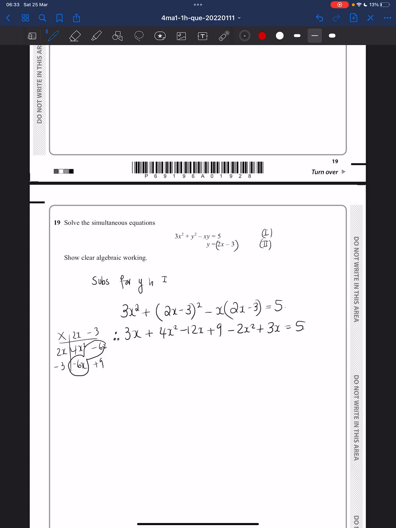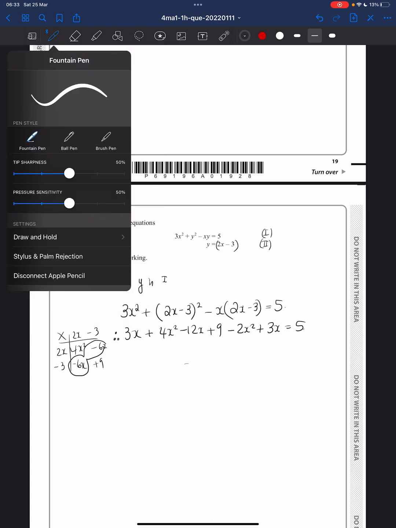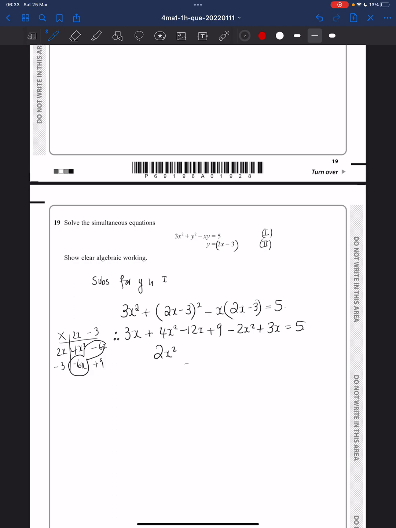So simplify. 4x squared minus 2x squared. Look, I've done that one with that one. 2x squared. 3x minus 12x is minus 9x, plus 3, minus 6x. Then I've got plus 9. I'm going to take that from each side, so plus 4 equals 0. That's because I don't want that there. I want it over on this side. So I'm going to take the 5 off there.